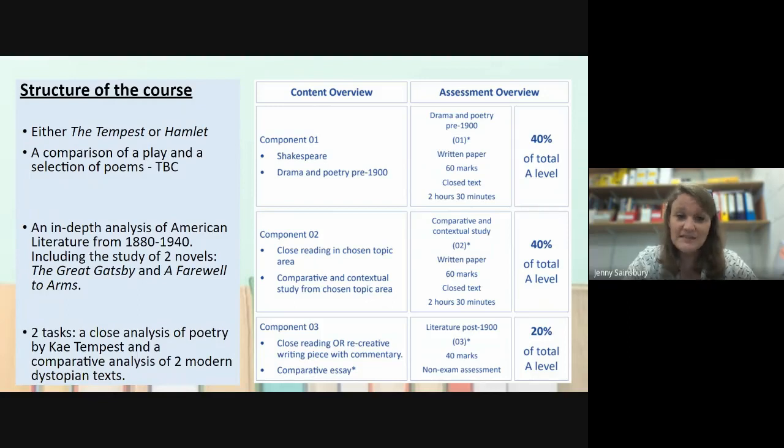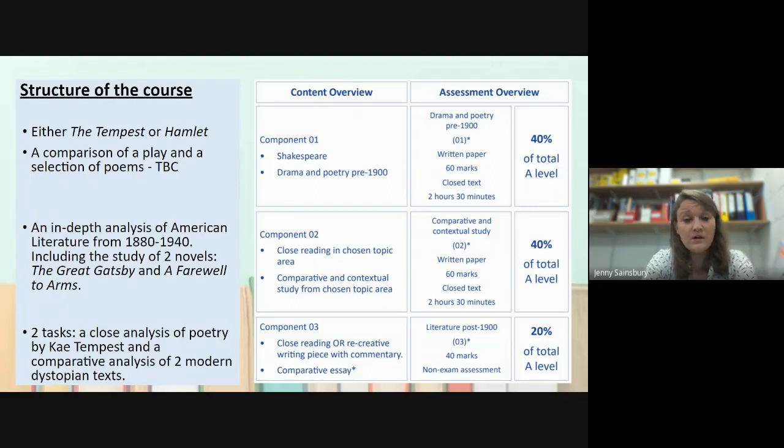Second component is a deep dive into American literature of the turn of the century, so 1880 to 1940. You'll study 2 novels in full, but you'll also gain a real appreciation of the genre in total, looking at extracts from a range of authors, novelists, playwrights, writers from that time period.